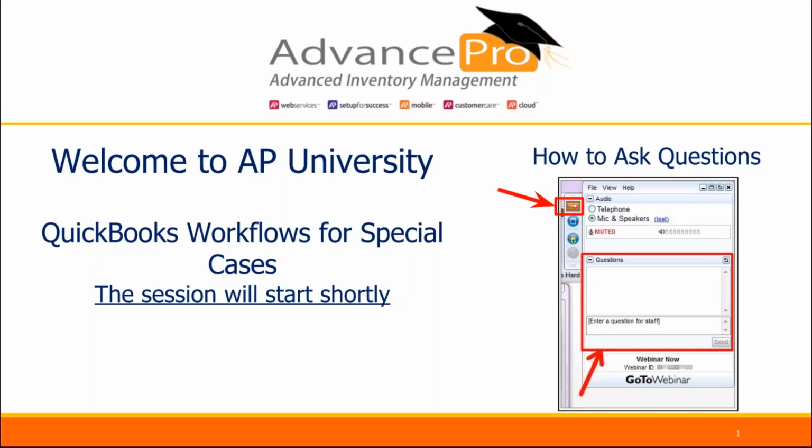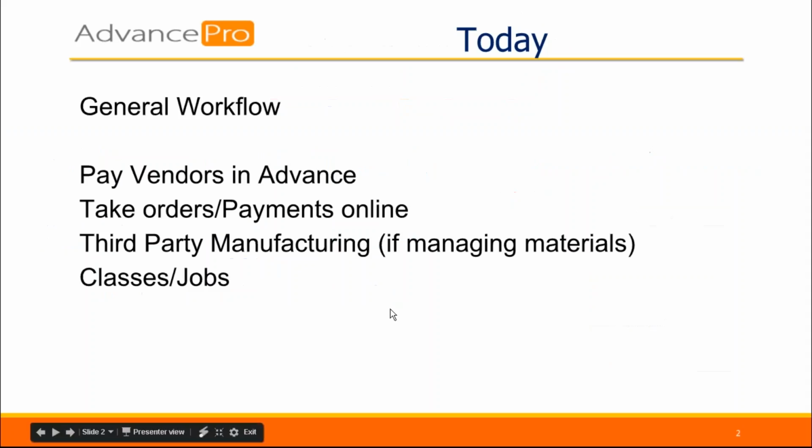Today we are going to be taking a look at some QuickBooks and AdvancePro workflows for special cases. So real quick, we're going to take a look at our general workflow, and then we're going to talk about the differences that you might have if you're paying vendors in advance, taking orders and payments online and how you might manage those, what you might do with third-party manufacturing if you're looking to manage the materials through that process, and if you're using the classes or jobs feature within QuickBooks.